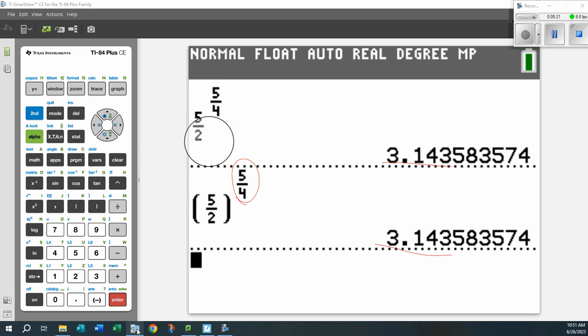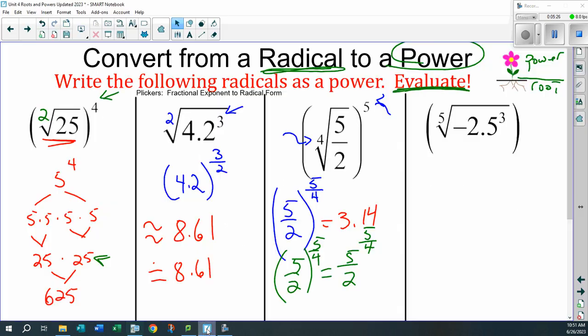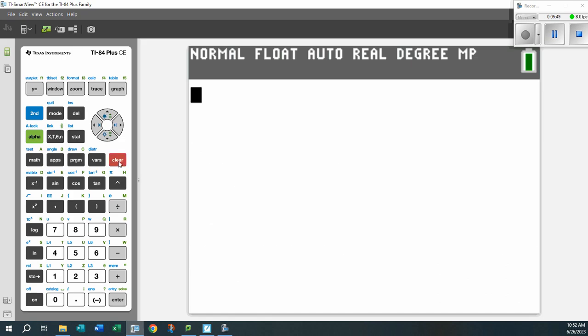All right, so let's keep on moving. Okay, here we go. Next question. Okay, same thing as before. All you have to do is go, okay, this is negative 2.5. I'm going to raise this. There's my power of 3. There's my root. 3 over 5. Punch it in there, okay? I'm going to put brackets on this one because it's got a negative as well, right?